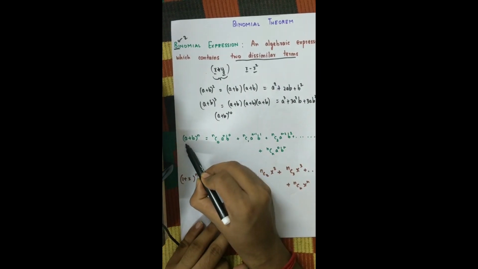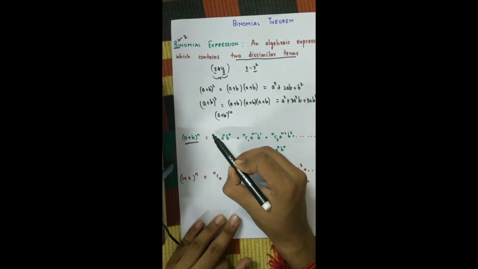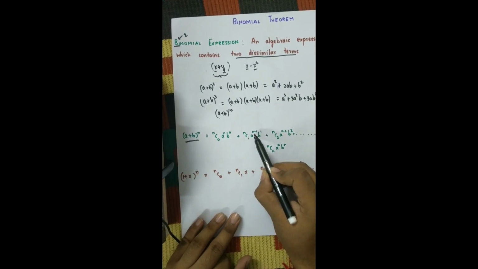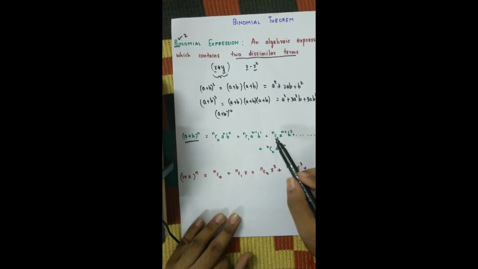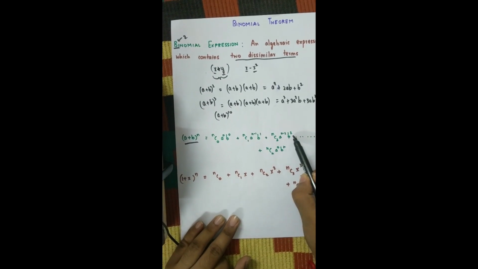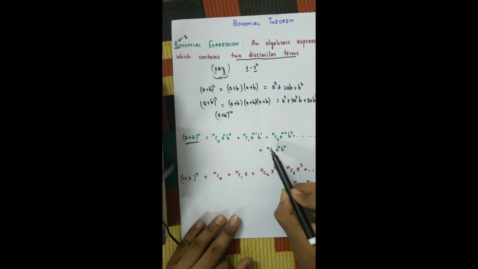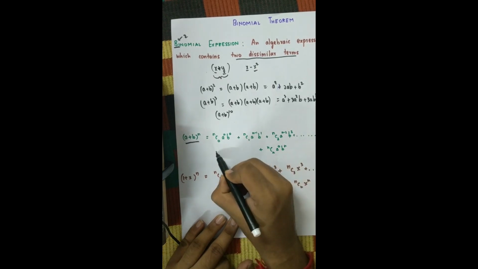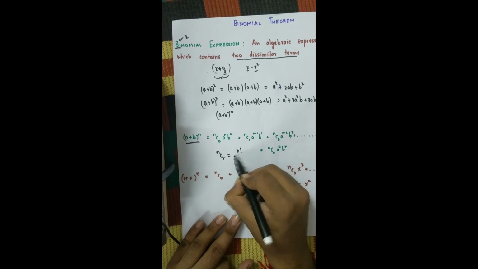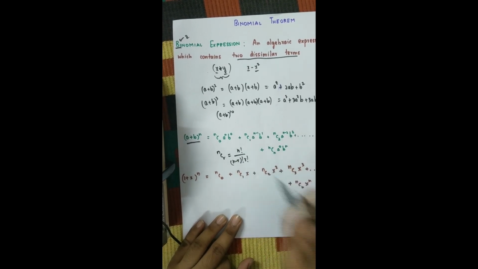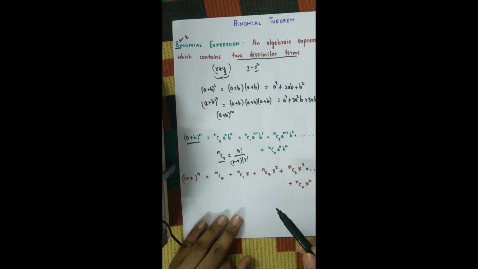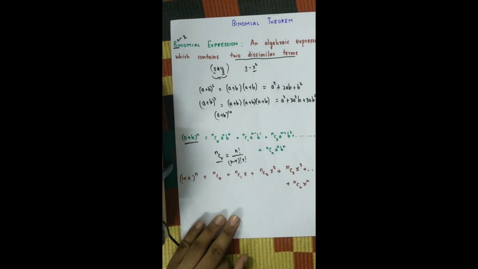So a plus b the whole power n is defined as nC0 into a power n b power 0, plus nC1 into a power n minus 1 into b power 1, plus nC2 into a power n minus 2 into b squared, plus and so on till nCn a power 0 b power n. Now in this, nCr is nothing but n factorial divided by n minus r factorial into r factorial. I hope you are familiar with this term nCr, right? Other than that, we have a and b, which are the terms included between them, and n is going to be the power.